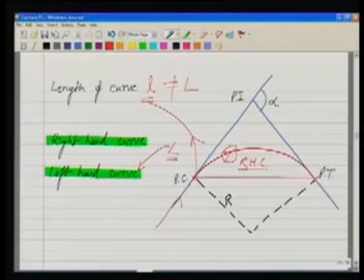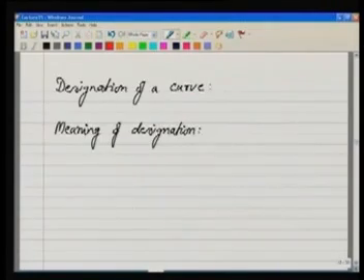Okay, now some more definitions, and this is regarding the designation. Designation of a curve. First of all, we'll see what is the meaning of designation. Whenever we are talking about a curve, we need to say something about the curve. We can say about its size, about its curvature. So how can we do it? Well, the very first possibility is, about a simple circular curve, we can say about its radius. What is the radius of the curve? So radius is the one parameter which is used mostly in order to designate a curve.